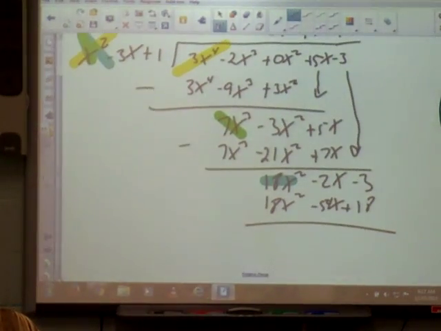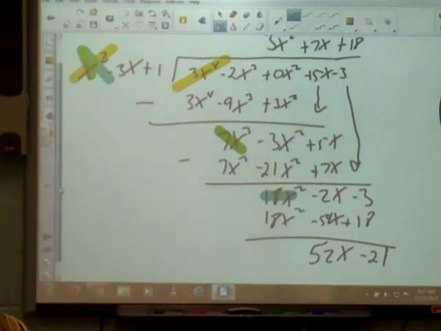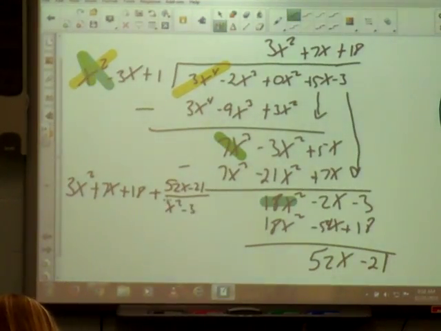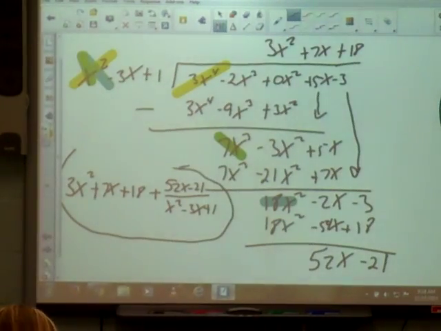Subtract. Nothing here. Negative 2 minus negative 54, that'd be 52. And negative 3 minus 18 would be negative 21. So that's my remainder. My answer is 3x squared on the top plus 7x plus 18 plus my remainder, 52x minus 21, over what I divided by, x squared minus 3x plus 1. Yay for long division!